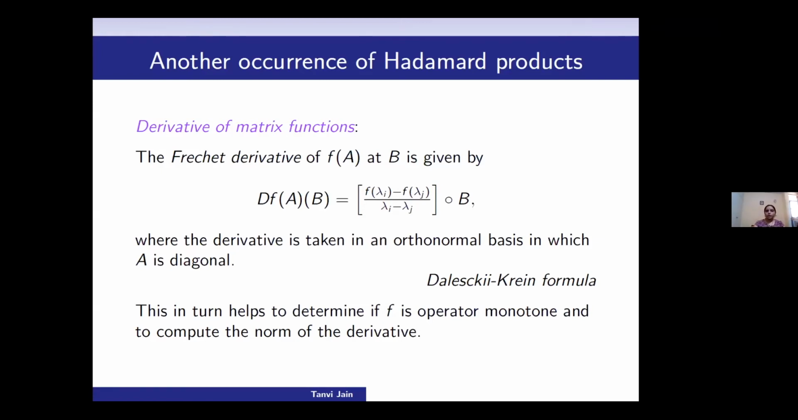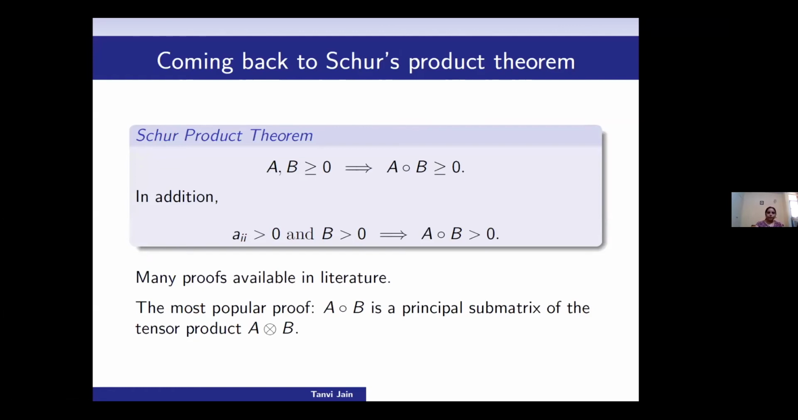So these were just two occurrences of the Hadamard products. Let us go back to Schur's theorem. Just to recall, if A and B are positive semi-definite, then A∘B is positive semi-definite. If one of the matrices is positive definite and the diagonal of the other is strictly positive, then the Hadamard product is positive definite. There are many proofs of this result.